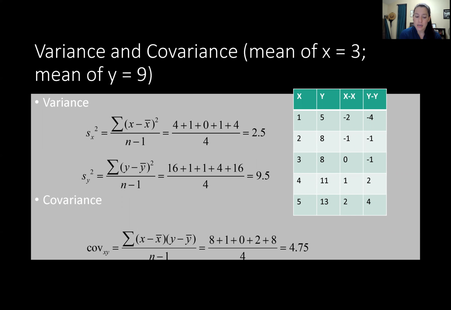You see the columns of raw data for X and Y. The raw data for X is 1, 2, 3, 4, 5. The raw data for Y is 5, 8, 8, 11, 13. It looks like the graphic didn't come out quite the way it should. It should be X minus X bar and Y minus Y bar. So you subtract the mean from every raw response, and you do the same thing for Y. That's where the columns of X minus X bar and Y minus Y bar come from.